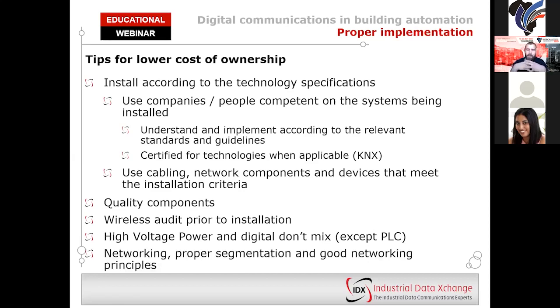And now, when you're looking at Ethernet-based networks, having good networking principles and proper segmentation of these networks, especially spanning over larger buildings, becomes very important. So get very knowledgeable IT people on these network isolation principles. As I mentioned, you can get some network overloading and collisions that can create a bit of problems for you.